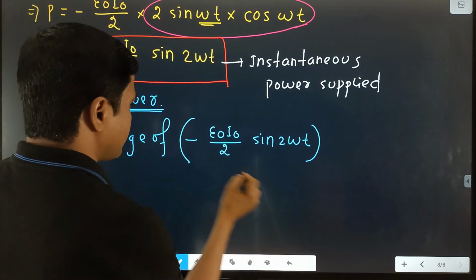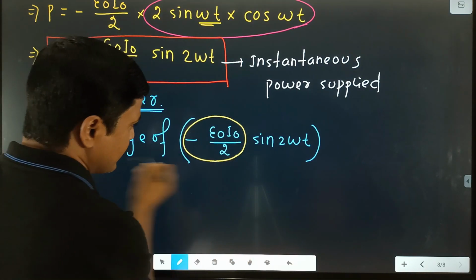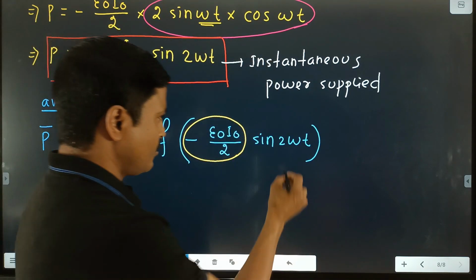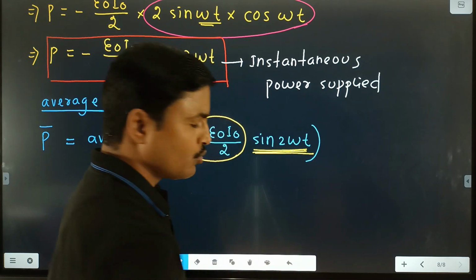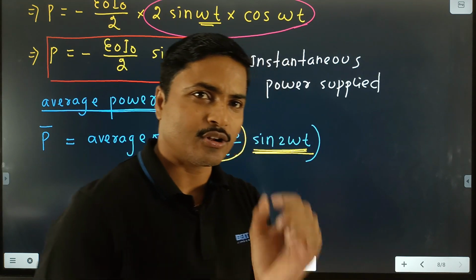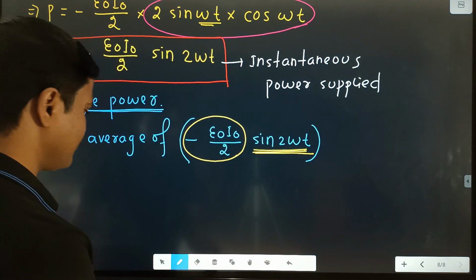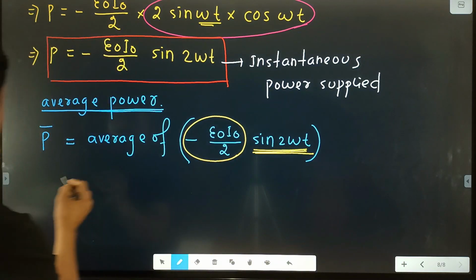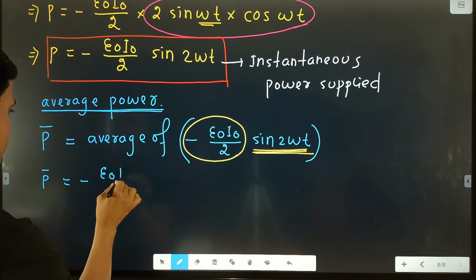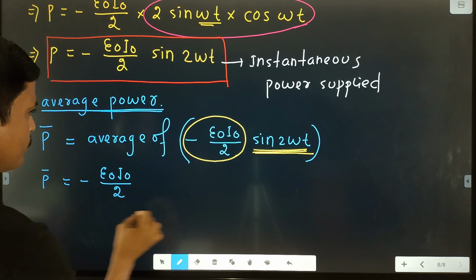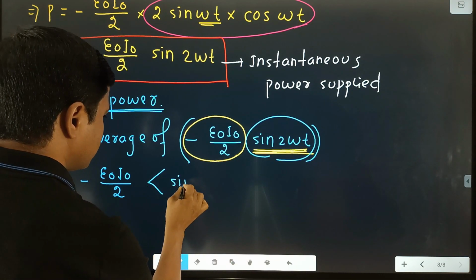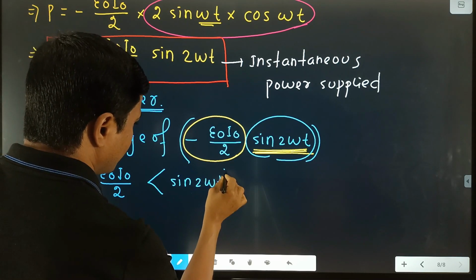And in this equation, minus E0 I0 by 2 is constant, so we cannot calculate the average of this one. Only we calculate the average of sine 2 omega t, because this is not constant. This is variable because it depends upon the time. So only we calculate the average of sine twice omega t. So in this equation we write P bar is equal to minus E0 I0 divided by 2, average of sine 2 omega t.